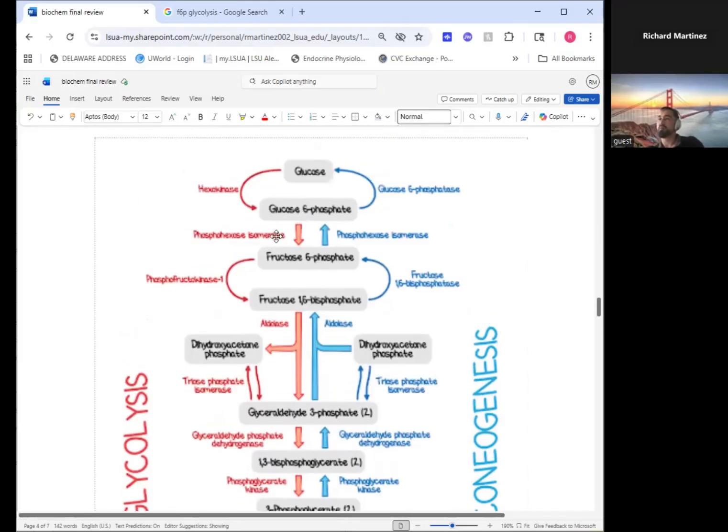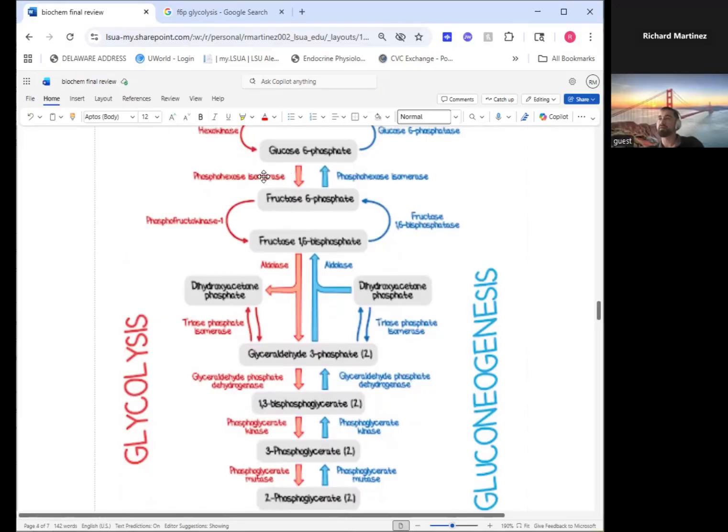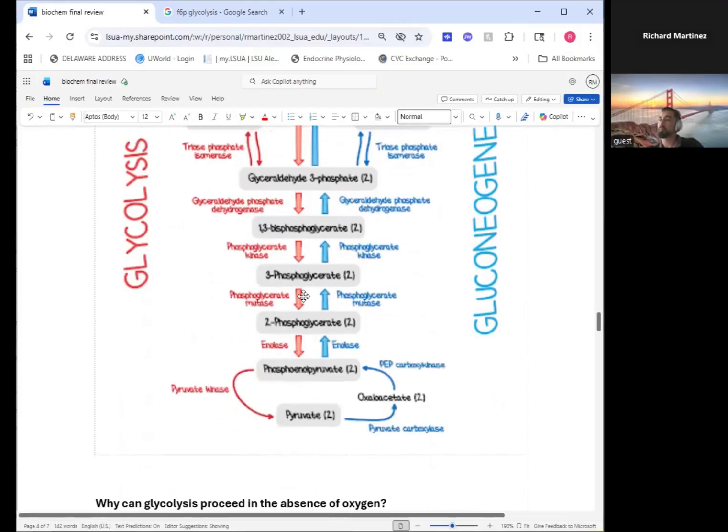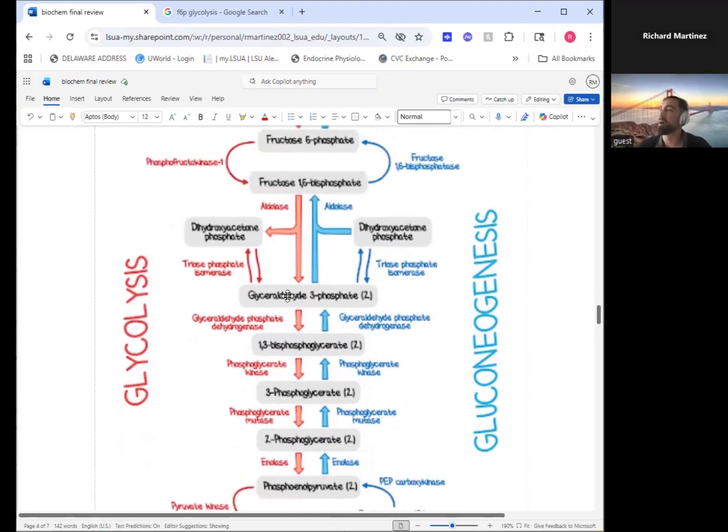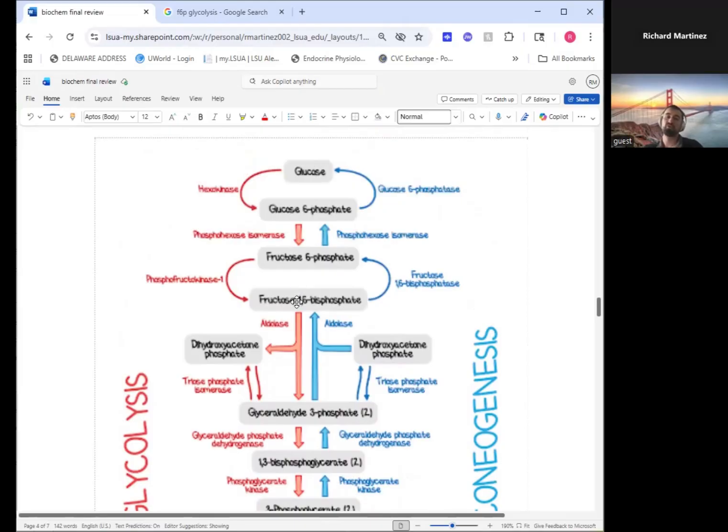Okay, so you've got glucose. Let's go over some of these important intermediates, and we'll go over the enzymes. While we're here, isomerase, what does that mean? Yep, just changing something to something else. Simple, love it. Couldn't have said it better.